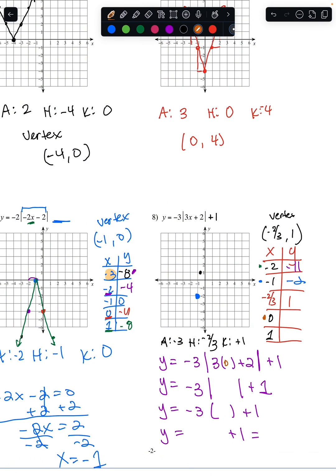3 times 0 is 0 plus 2 is 2. Absolute value of 2 is 2. I need to multiply that times that -3, and I'm going to get a -6. -6 plus 1, -5. So my point is 0, -5.